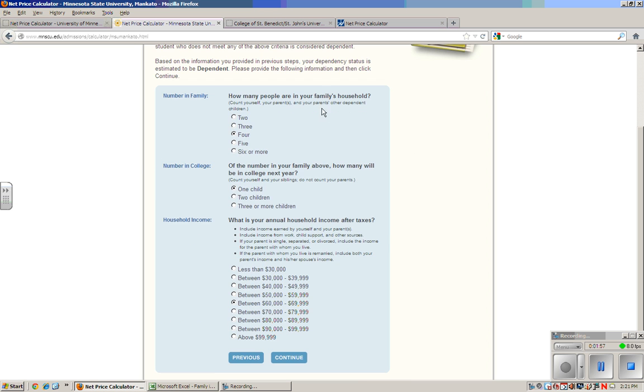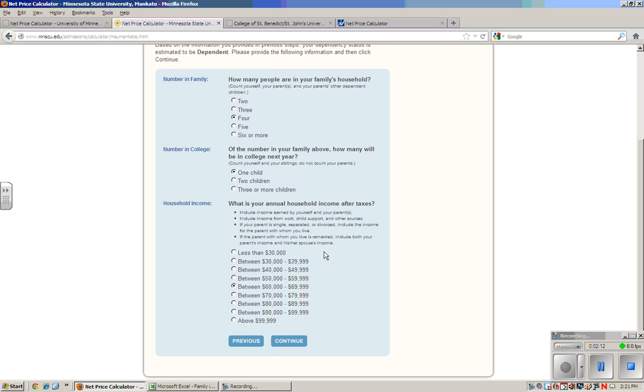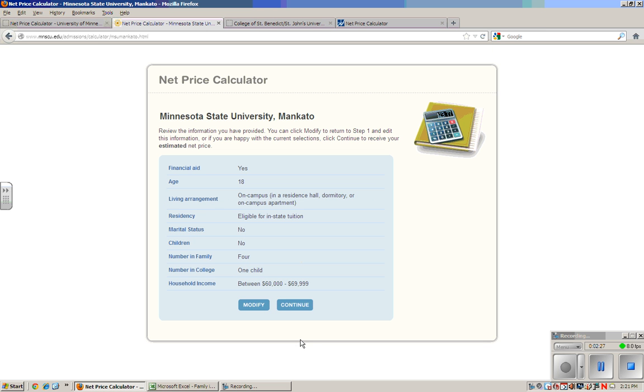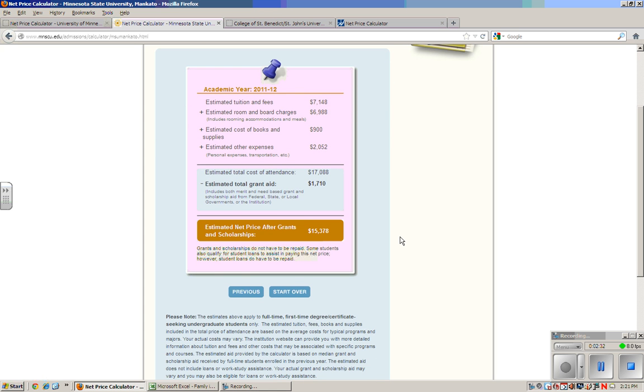On this particular page, you can see it asks how many people are in your family's household. For consistency's sake, right now, we're going to say 4. We're also going to assume for each of our examples that you are the only child who is attending college next year. And then on our income levels, you see we have 67,245 is our median family income in Mounds View. So we're going to choose between 60 and 69,999. Press continue, verify your information, and then you get your estimate.